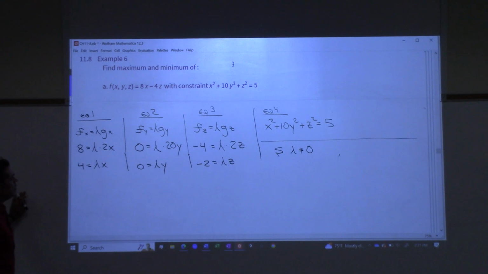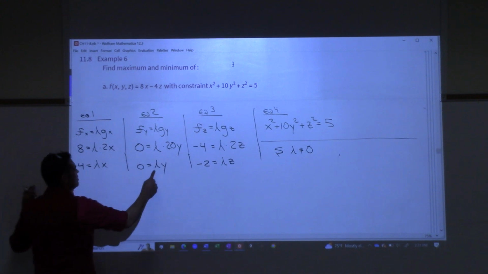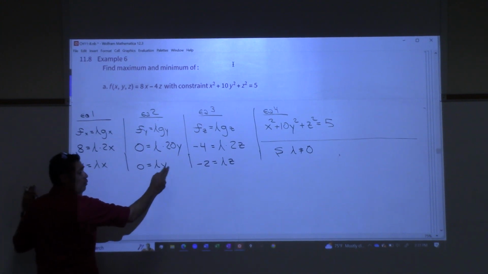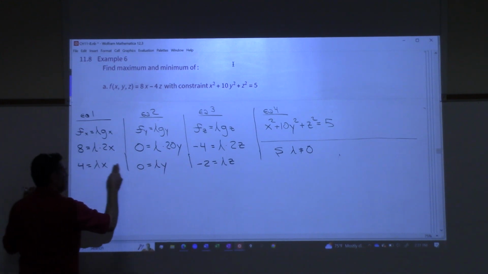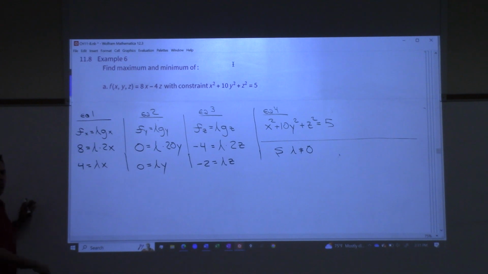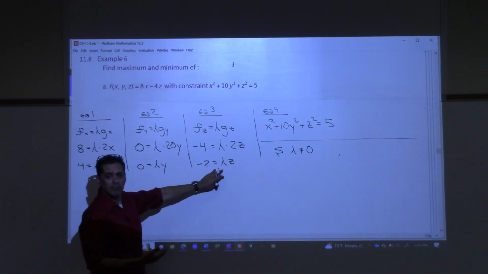If lambda's not 0 and this is true, then it forces y to be 0. That's what you're saying, yes. That's what I mean. Let's go through each one of these, though. I'm going to get to that. What about here first? If lambda's not 0, what do you want to do? Then x equals 4 over lambda. You could solve for x here, right? And couldn't you solve this for z?